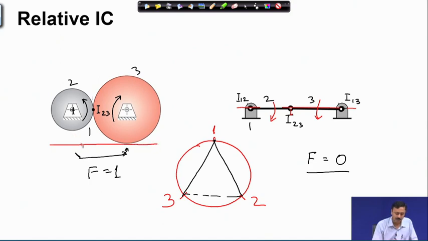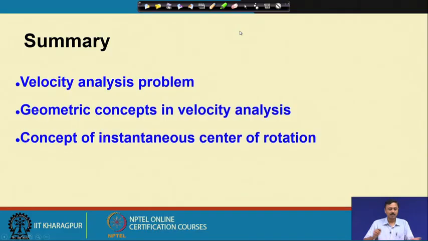The Aronhold-Kennedy theorem is always satisfied in the case of these 2 friction discs rolling, because I23 always lies on this line, whereas for the kinematic chain on the right, this has a tendency to move out, and that breaks the Aronhold-Kennedy theorem, which must be satisfied. It is a theorem, it must be satisfied. If it is not satisfied, then the thing cannot move. So, that makes the kinematic chain on the right a structure. So, I will leave you with a summary of what we have discussed today.